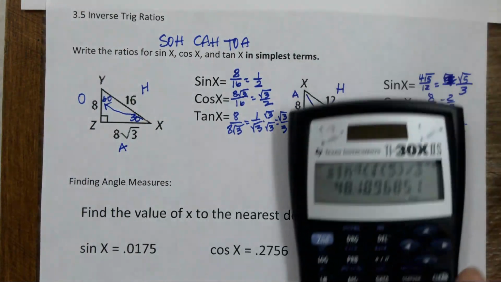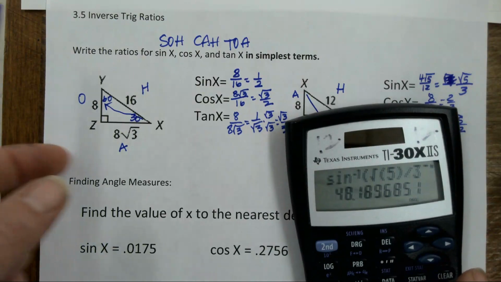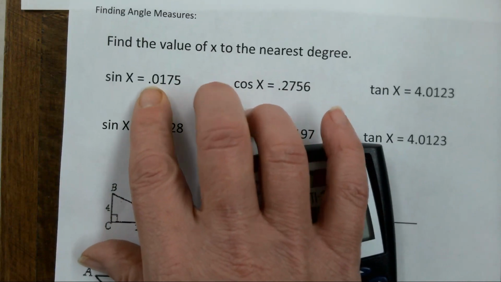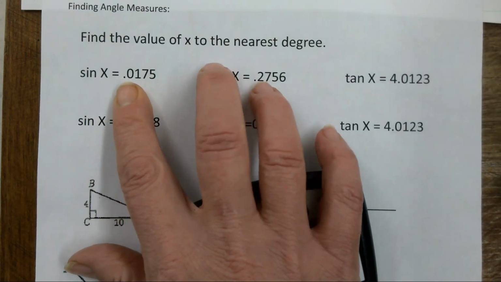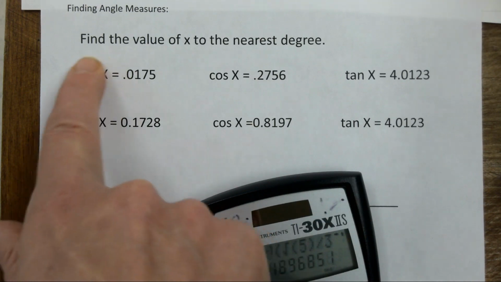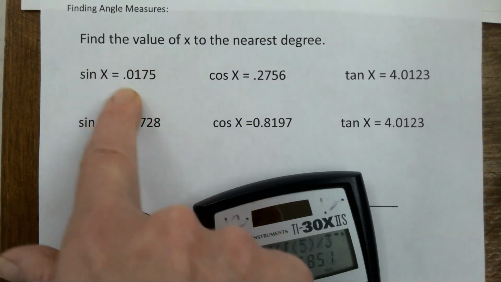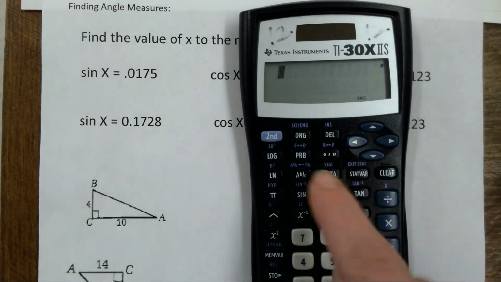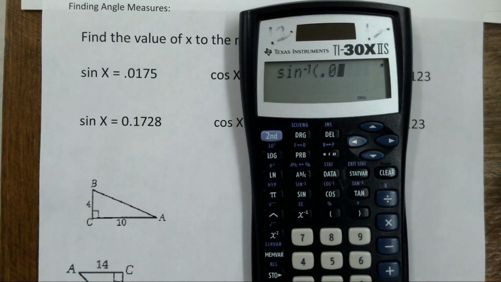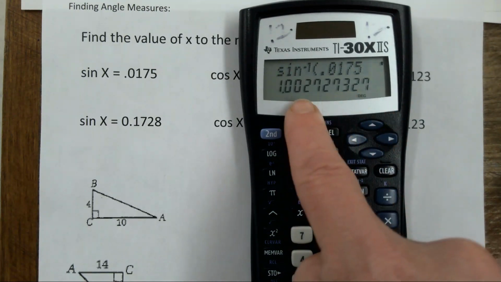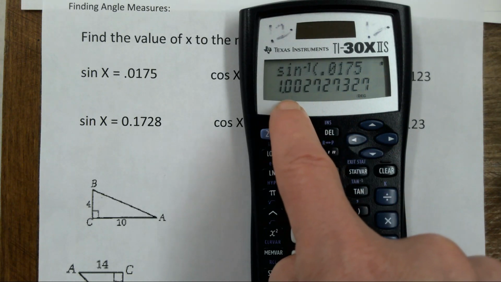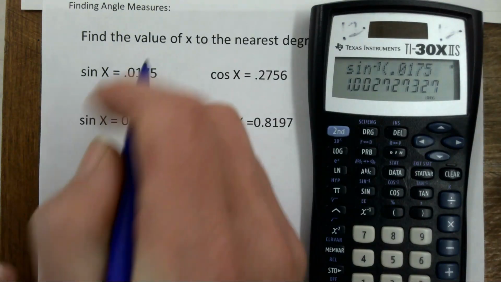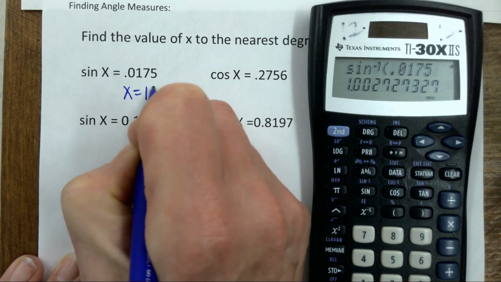Okay? So let's work with using our calculator, finding angle measures. We set up all of our ratios using fractions, but every fraction can be turned into a decimal. And so if I want to find angle x, and I know its opposite over hypotenuse relationship, I will go second sine 0.0175. Enter. That means that this is about 1 degree. Do you guys agree? Did you guys get that? Okay. About 1 degree, so x equals 1 degree.